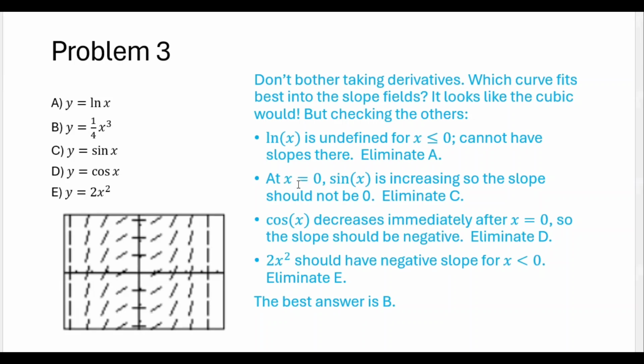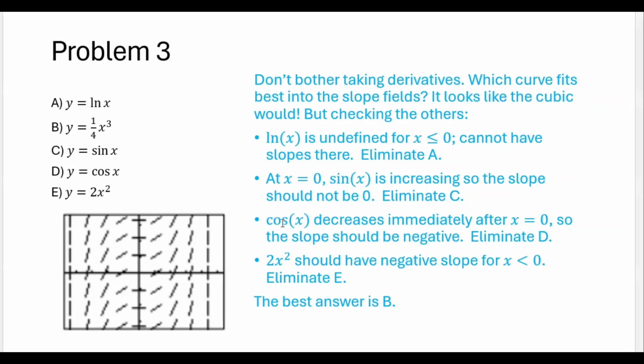But even here, for example, when x is 0, sine x we know is increasing. Remember how the graph of sine of x looks? When x is 0, sine x is increasing. However, this is saying that the slope is 0. There's neither increasing nor decreasing, so it's a maximum in there. That's not the case. Okay, that's another way to eliminate y equals sine x.